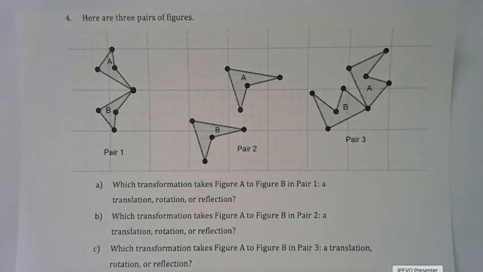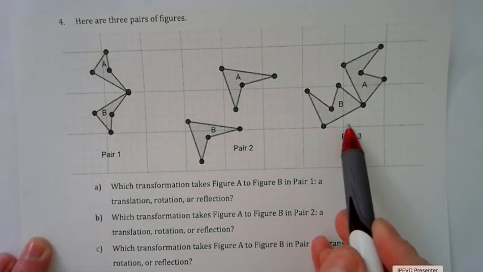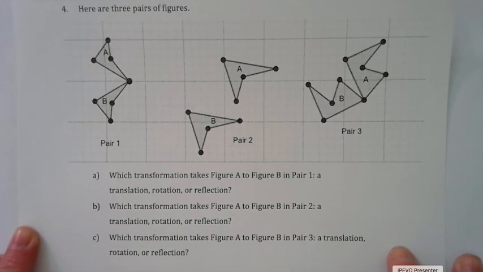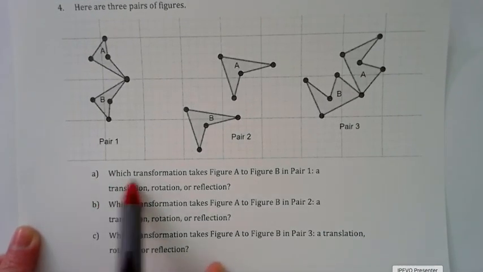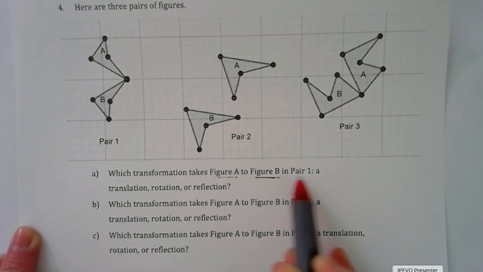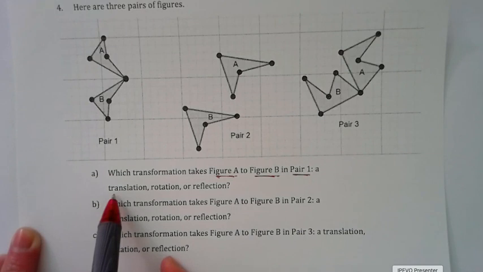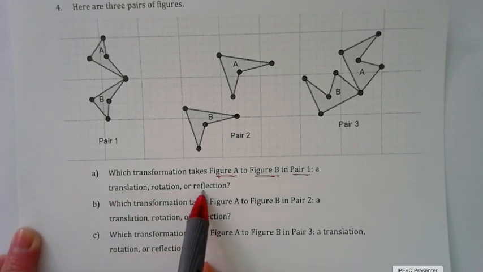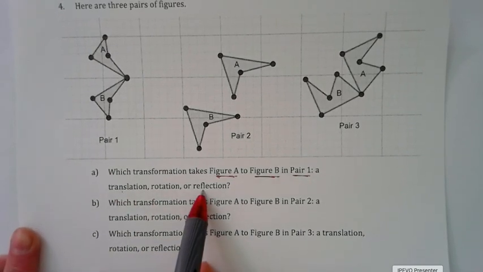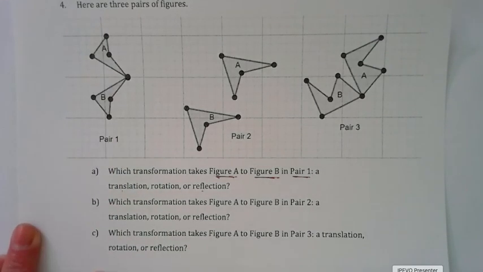Number 4, here are 3 pairs of figures. So we have pair 1, pair 2, pair 3. A says, which transformation takes figure A to figure B in pair 1? So basically I'm deciding, is it a translation, rotation, or reflection that takes A to B?